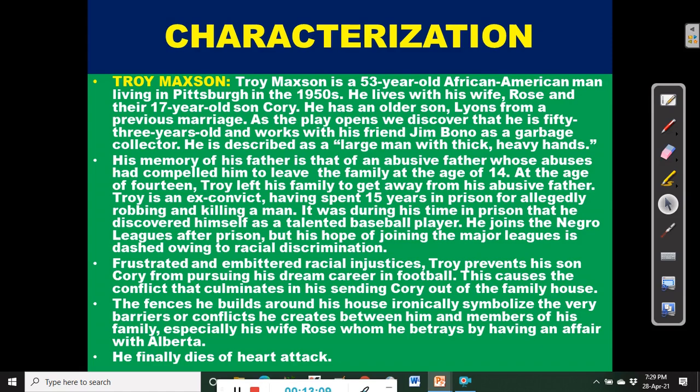All right, we might add that Troy is someone who also has some problem with his temper. He easily loses his temper, and we can see in some of the scenes where he's involved in a physical confrontation with his son, and also his past connection with robbing and killing a man. So all these are aspects of his character that need to be mentioned.